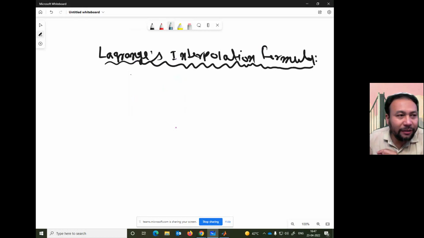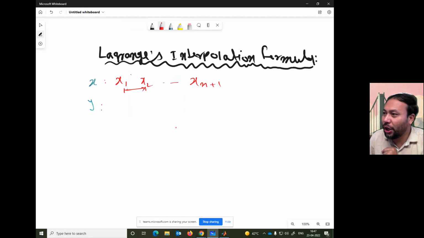But the major advantage of the Lagrange's interpolation formula is that the nodes or arguments are not necessarily to be equally spaced. For example, I have the value of x and I have the value of y. See, this x1, x2 up to xn plus 1, these are the nodes. The distance between two consecutive points is not necessarily equal in the case of Lagrange's interpolation formula.